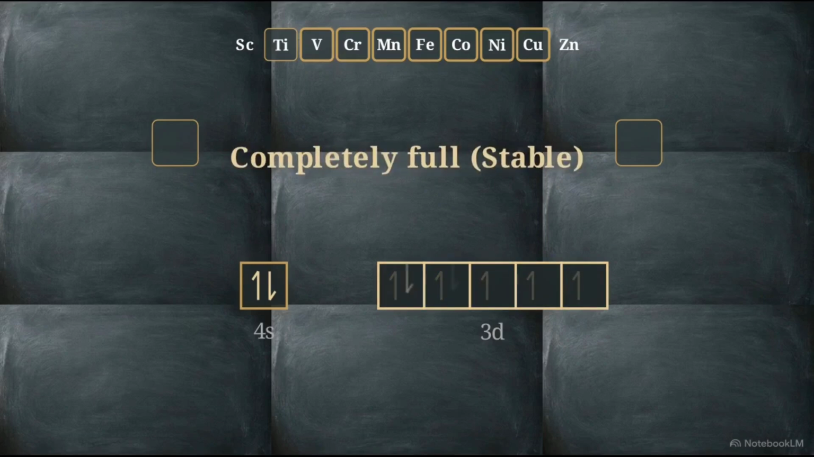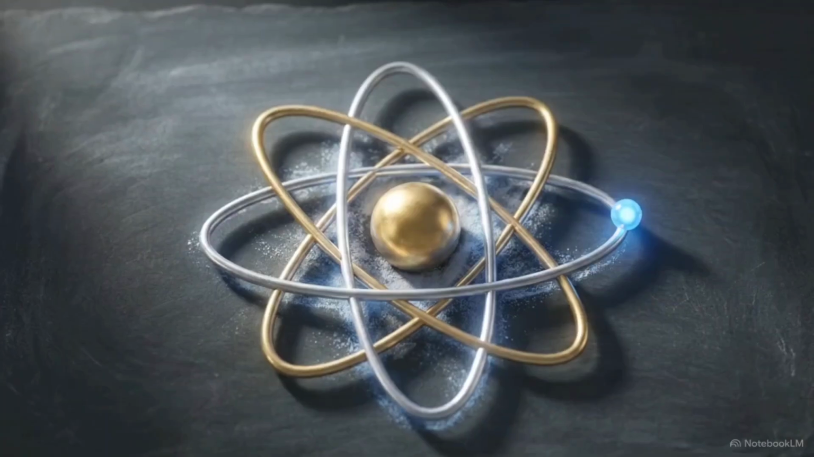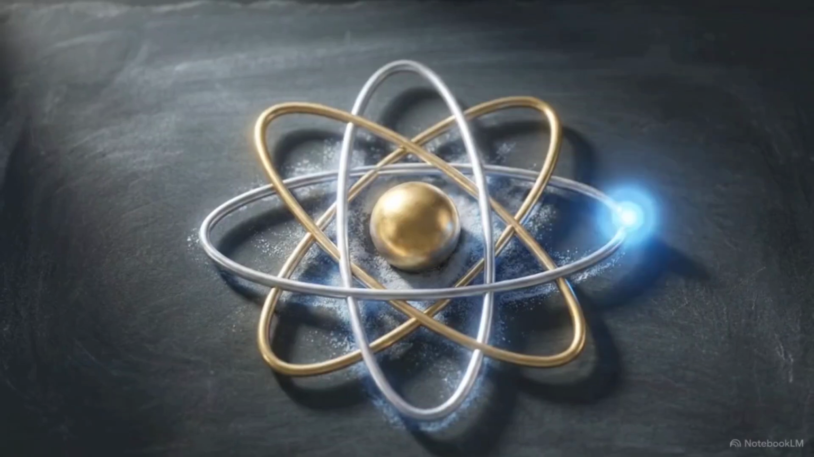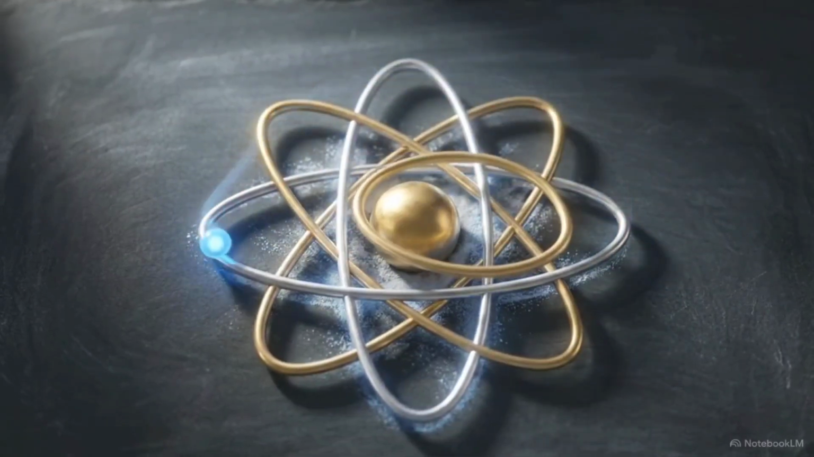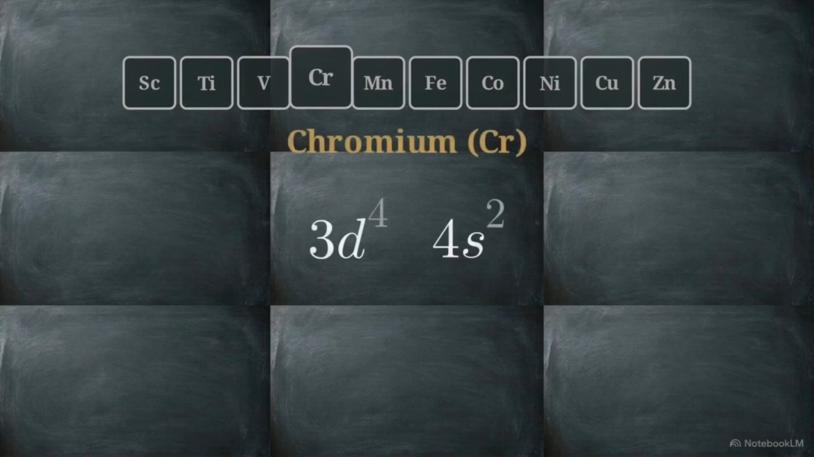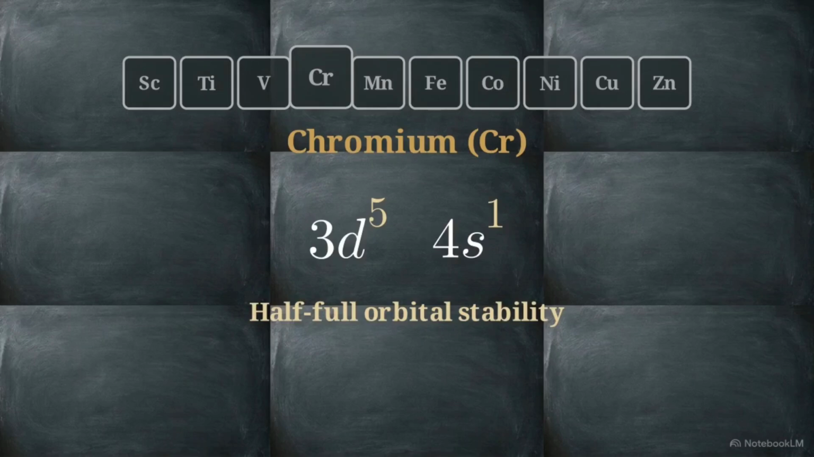Atomic orbitals are most stable when exactly half full, with 5 electrons, or completely full with 10. When an atom is 1 electron away from these milestones, it will adjust its structure to reach that stability. We see this with chromium. A standard count puts it at 3d4, but it borrows an electron from 4s to reach 3d5, 4s1.